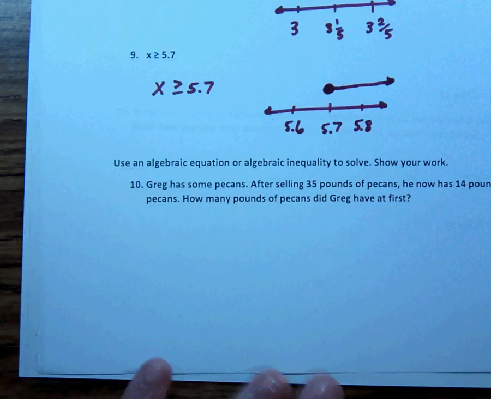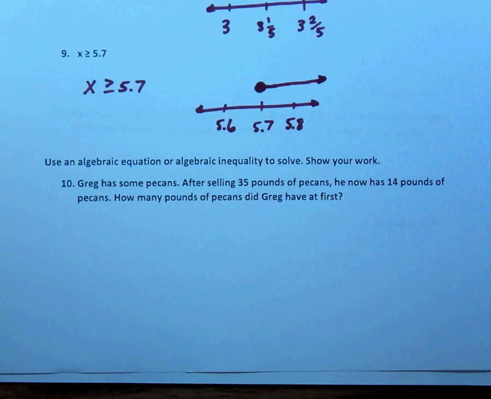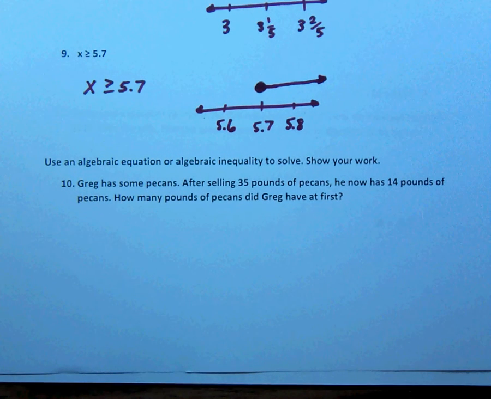Alright, let's get to the good stuff. Word problems. Greg has some pecans. I'm going to ask for some participation here. Do we know how many pecans Greg has? No, don't tell me a number. Just say it. The answer is no. Not at that point.